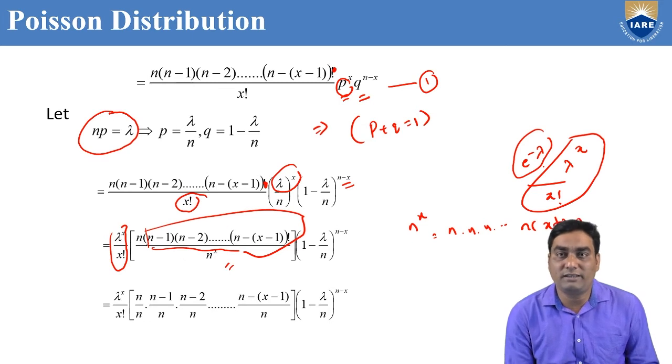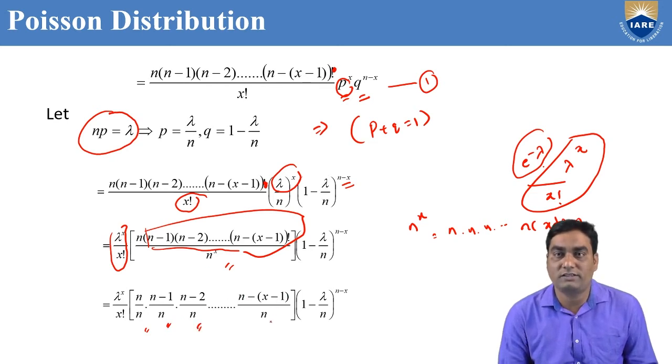You can separate each term. N by n, one term. N minus 1 by n, second term. N minus 2 by n, third term. The last term is n minus x minus 1 by n. Like that, we have x terms, because in the numerator also there are x terms, and the denominator also has n into n up to x terms, which can be written as n power x. And this is as we have usually written.